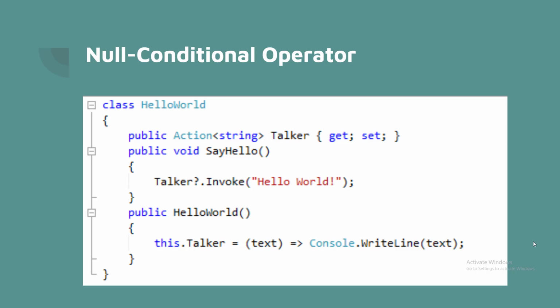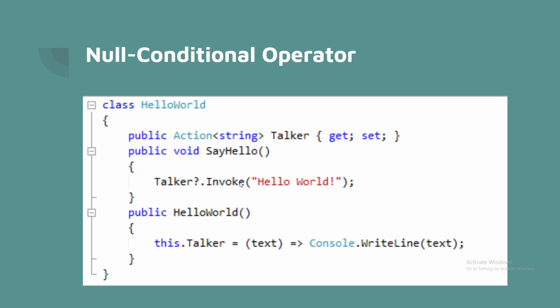So we can use the question dot on the, I wish there were line numbers here. Inside the sayHello method, it says talker question dot invoke. So right here, this is going to prevent our null reference exception because it's going to say, is talker null? If so, return null and do nothing. If it's not null, then continue to resolve this member. So it's basically an if talker not null. Yes. Another line of code. Yep. That's exactly what it translates to.